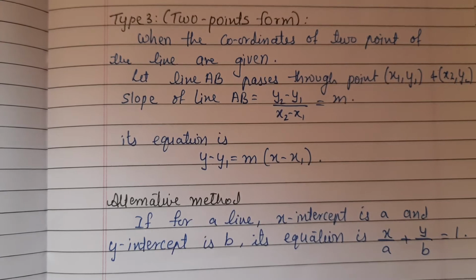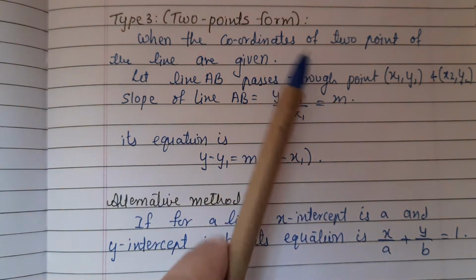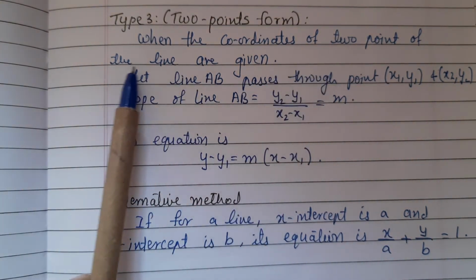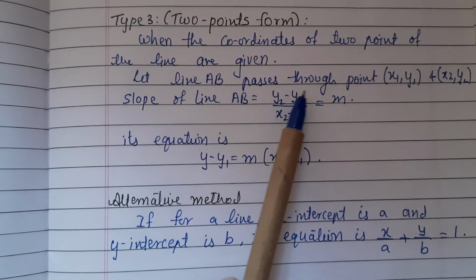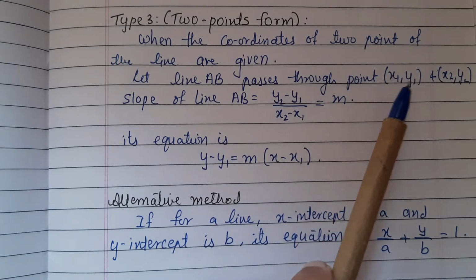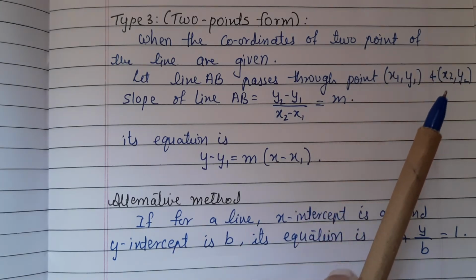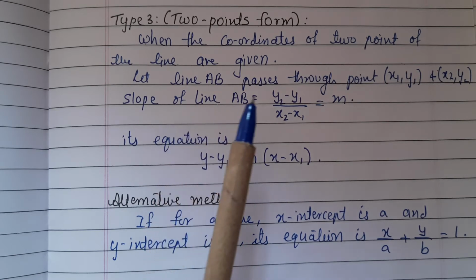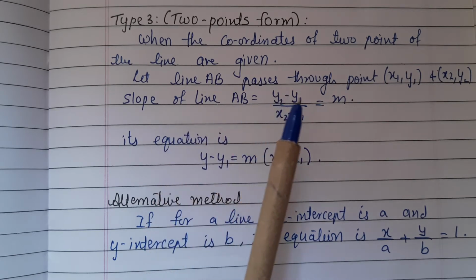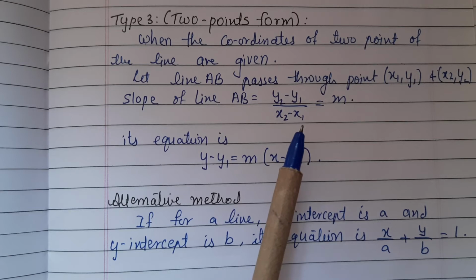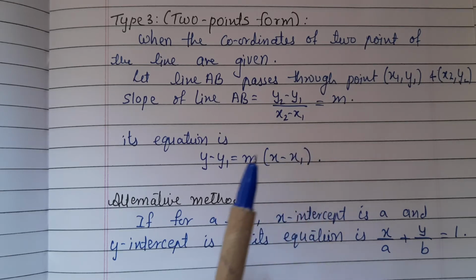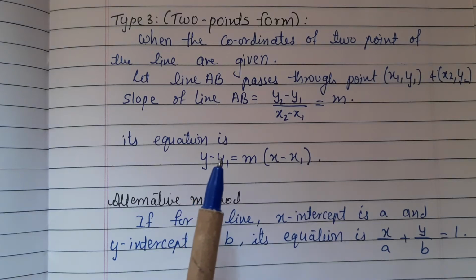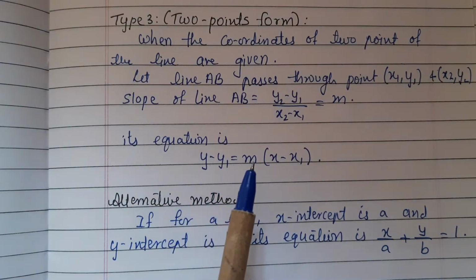Type 3, two-point form. When the coordinates of two points of the line are given, let line AB pass through the points (x1, y1) and (x2, y2). Then we can find the slope of line AB by (y2 minus y1) upon (x2 minus x1) equal to m. Let that be the slope. Then the equation of the line is y minus y1 equal to m into x minus x1.